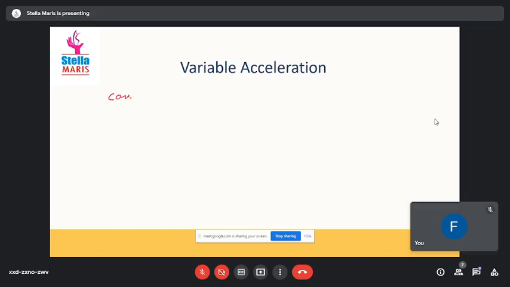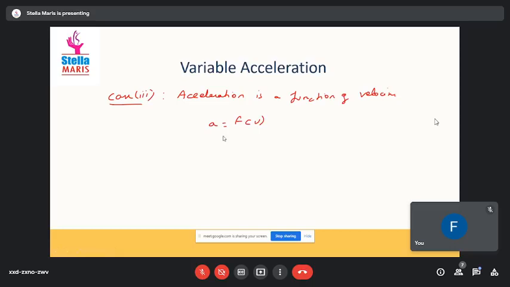So, what about case 3? What is case 3? Acceleration is a function of velocity, sir. Very good. Acceleration is a function of velocity, that is a is equal to f of v. If a given equation of motion is acceleration as a function of velocity, then what will you do?